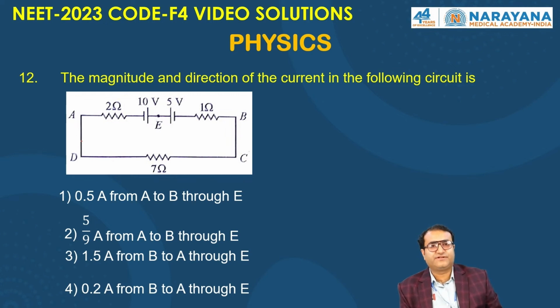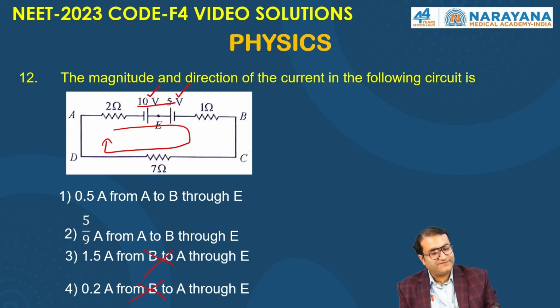The magnitude and direction of current in the following circuit is? You can see this is 10 volt, this is 5 volt. 10 volt is more dominating, so current will go like this, simply from A to B only. So these options we can rule out. Now the potential difference here, 10 minus 5 is 5, which is equal to I into R. R is 7 plus 1, 8 plus 2, 10. So current will be 5 by 10, which is 0.5 ampere from A to B.